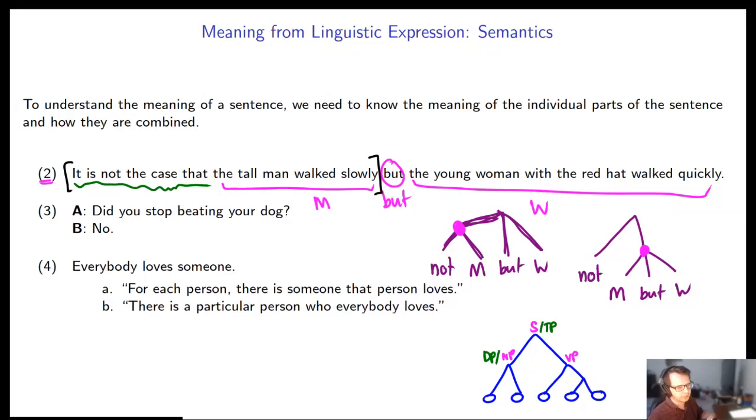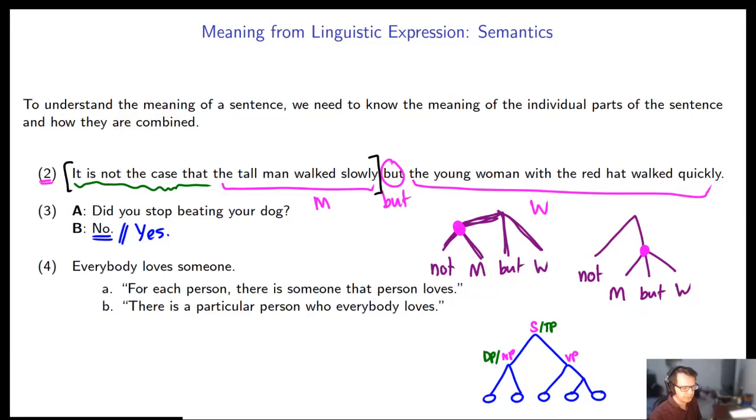3 is an interesting case. Did you stop beating your dog? And another person replies, no. Okay, well, this is an interesting response because when you say no, it implies that you've beaten your dog in the past. What happens if you say yes? Did you stop beating your dog? Yeah, I stopped beating my dog. Well, it still implies that you beat your dog in the past.